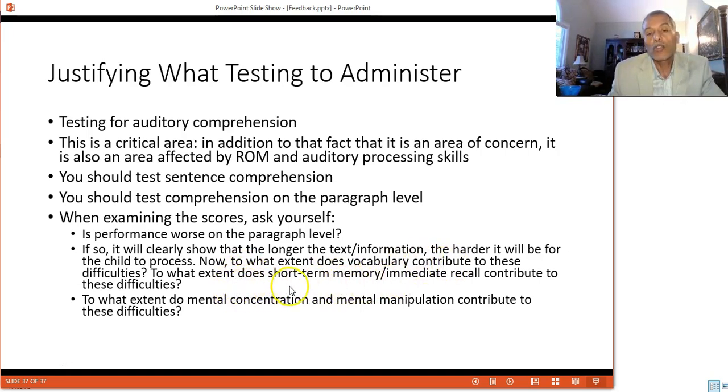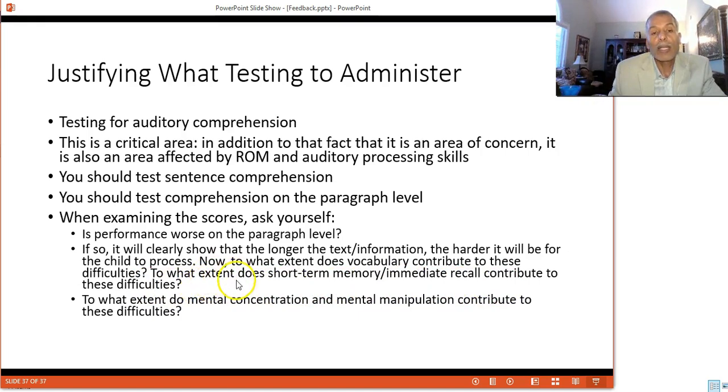So now, to what extent does vocabulary contribute to these issues? To what extent does short-term memory contribute? So when you look at your scores, if the vocabulary, for example, is miraculously average, then you say vocabulary is excluded, and the problem will be more attributed now to memory and attention problems. To what extent does short-term memory or immediate recall contribute to these difficulties?